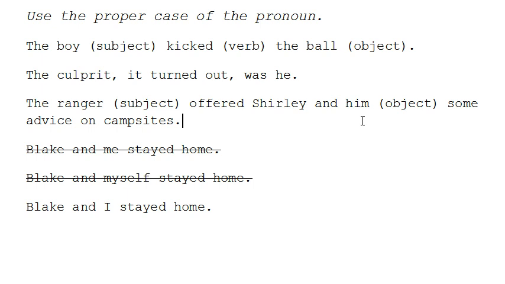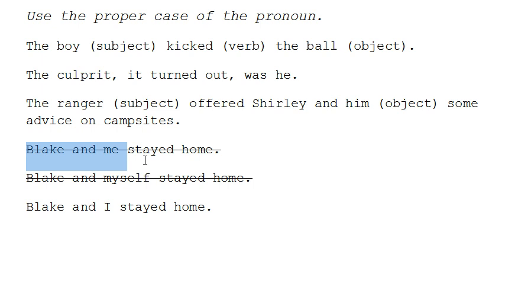Now that we understand the problem of case as it refers to pronouns, we can better defend the proper usage of personal pronouns when we hear people making mistakes in spoken English. How many of us have heard somebody refer to themselves as Blake and me in the sentence, Blake and me stayed home, or Blake and me went to the party?